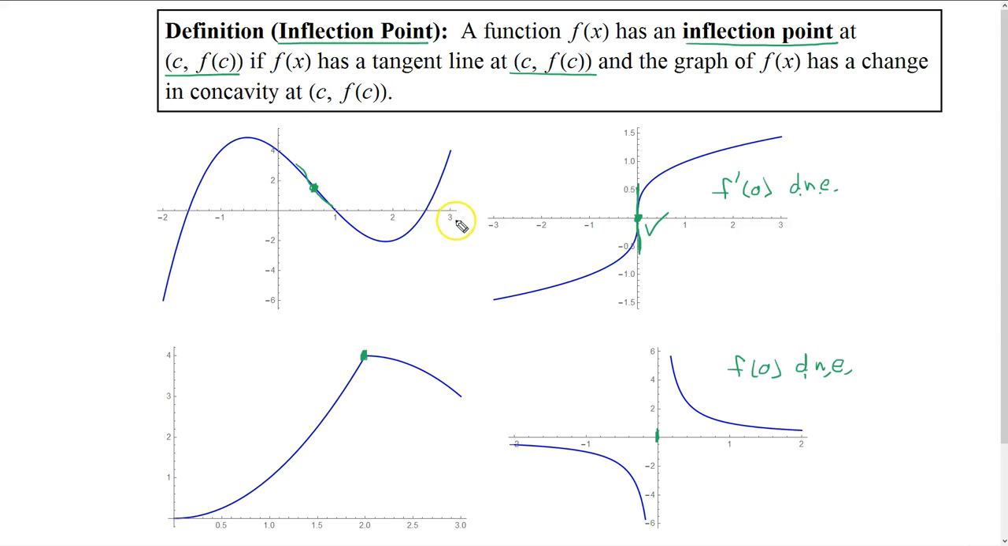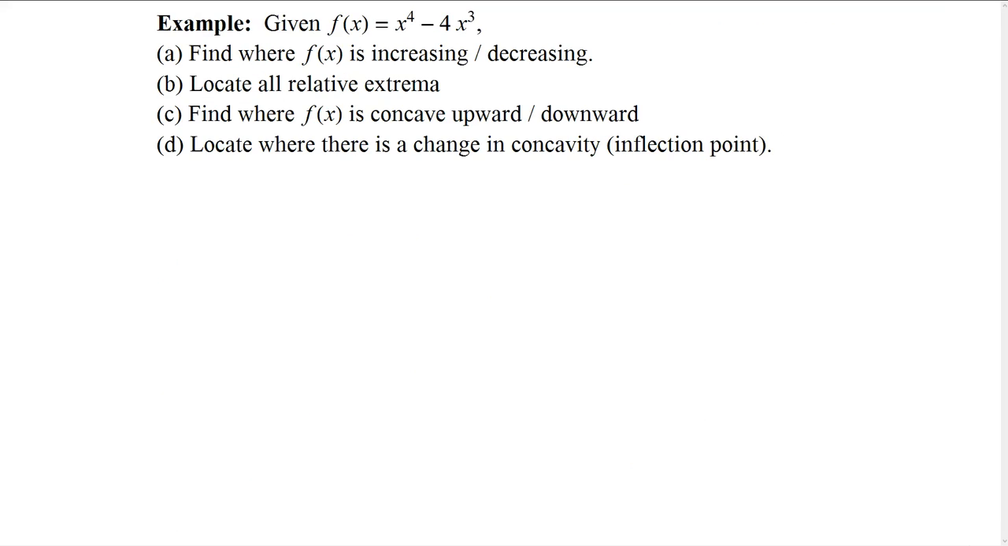Let's take a look at a few more examples. So given this function, x to the fourth minus 4x cubed, once again, let's find where f of x is increasing, decreasing, locate all relative extrema, find where it's concave upward or downward, and locate any inflection points. So for part A, where it's increasing and decreasing, we will take the derivative and find where it is 0 or does not exist.